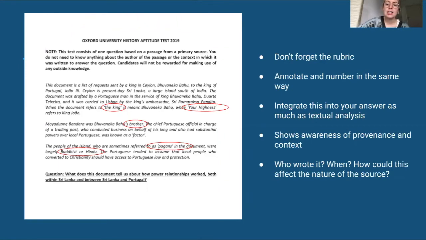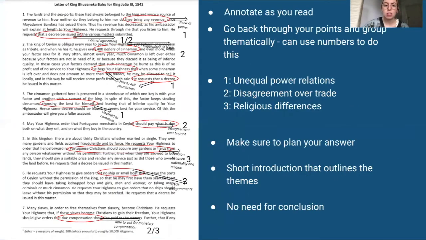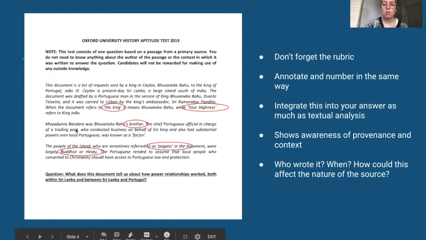In fact, you should annotate and number this in the same way as you do for the main textual source, because this can provide really crucial provenance and contextual information that is absolutely integral to your response. If you want to show your prowess as an academic historian, you need to demonstrate awareness of the provenance of the source. I'm sure that's a term that you've come across through GCSE or A-level history, but provenance is basically showing the significance of the text and that awareness of the contextual information.